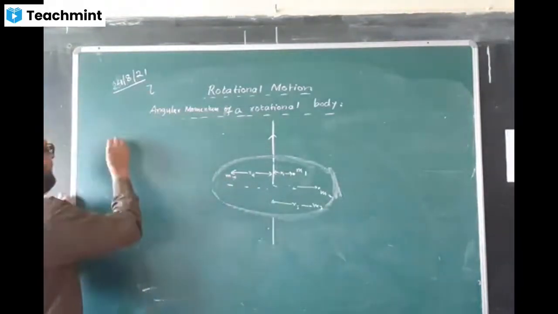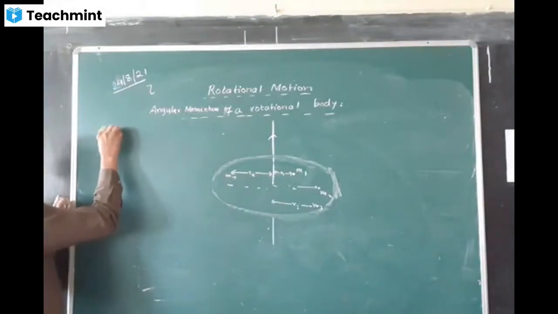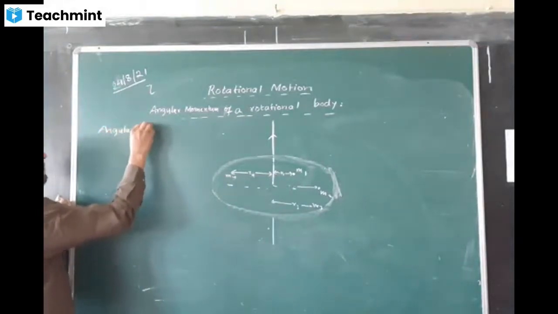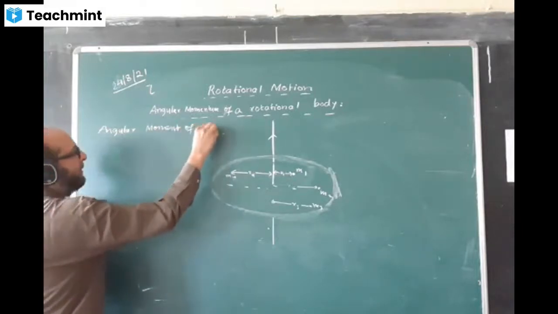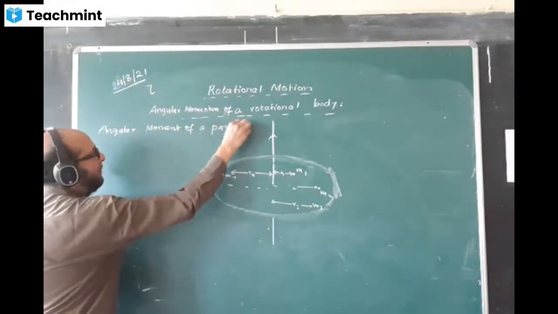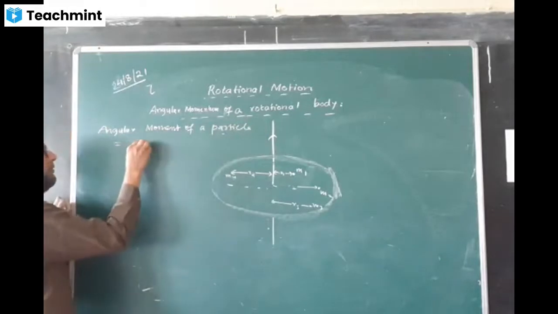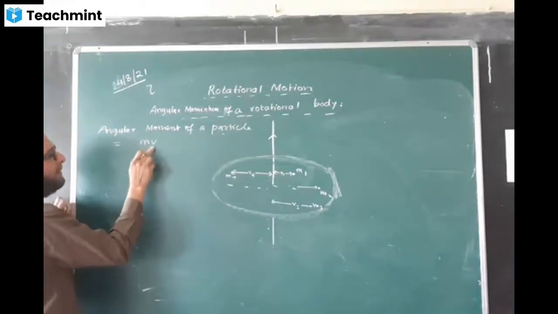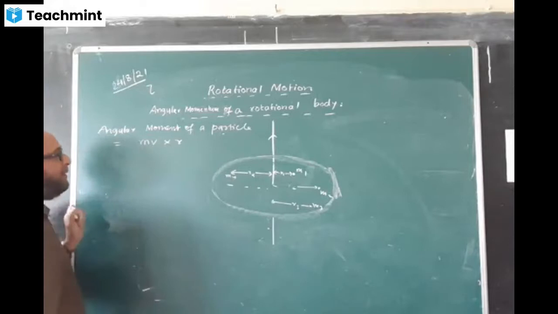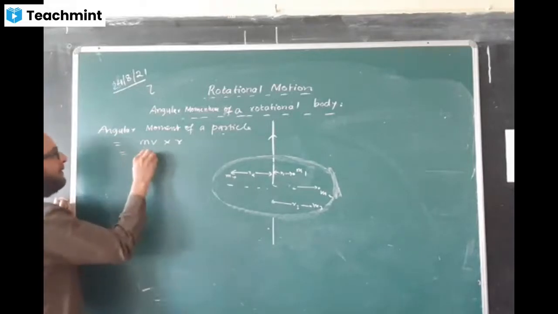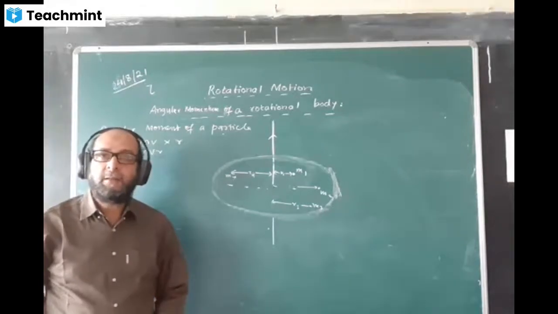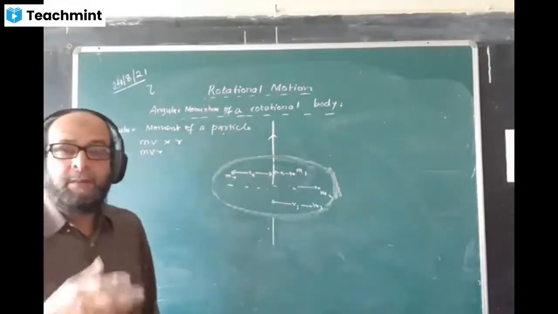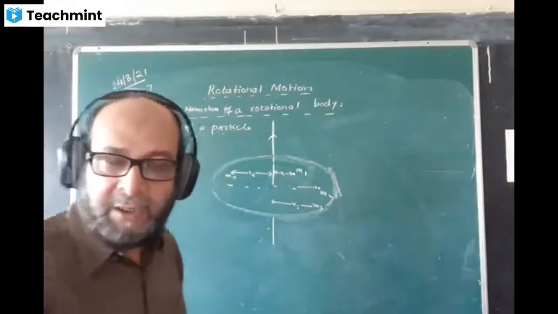Then write here: angular momentum of a particle. Let us take the angular momentum of a particle. According to the definition, the product of linear momentum, that is mv, into r. In short, we can write it as mvr. The angular momentum formula is mvr: linear momentum and the perpendicular distance.